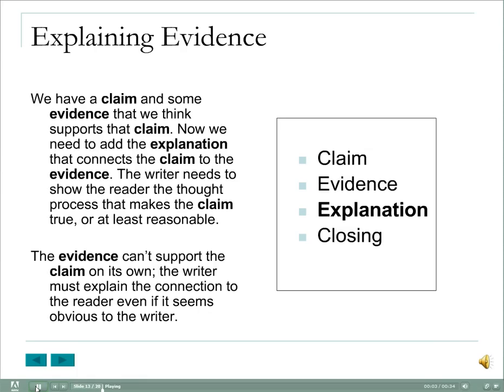Now we have a claim and some evidence that we think supports that claim. Now we need to add the explanation that connects the claim to the evidence. The writer needs to show the reader the thought process that makes the claim true, or at least reasonable, based on this evidence. The evidence can't support the claim on its own. The writer must explain the connection to the reader even if it seems obvious to the writer.